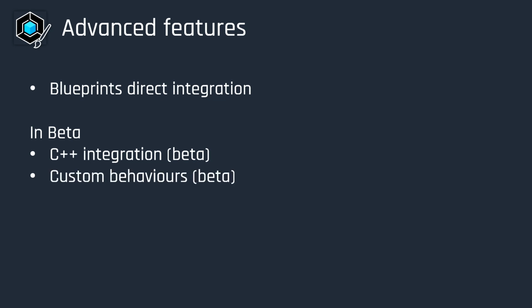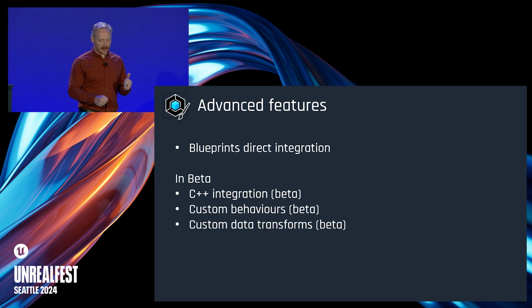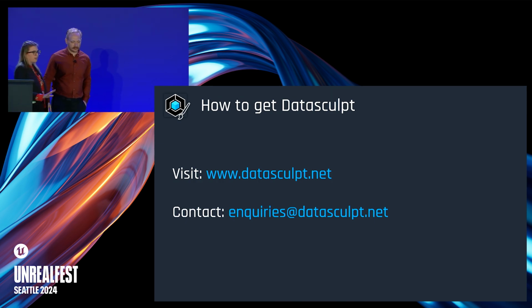It's also possible to create custom behaviors based on your own blueprints and add these to the Datasculpt behavior library for repeatable use, including creating custom icons that appear in the Datasculpt library. Finally, it's also possible to create custom data transforms, which will be available directly in the data process node for repeatable use. For example, if you require particular mathematical processes applied to the incoming data, that's all available in that node.